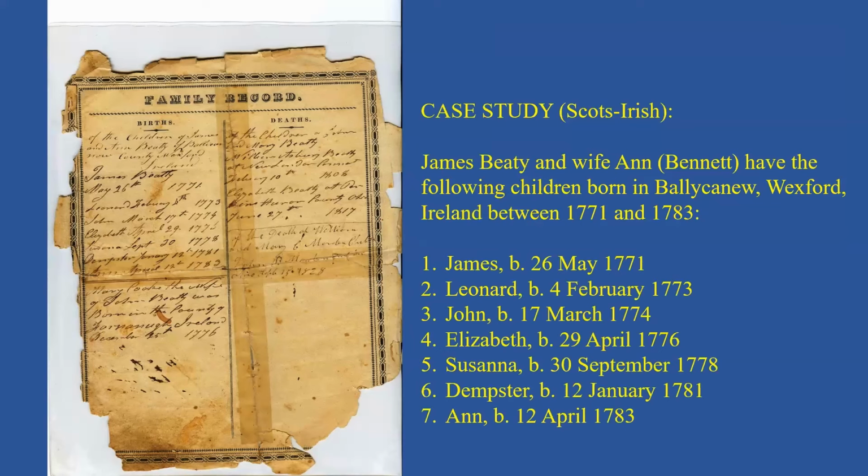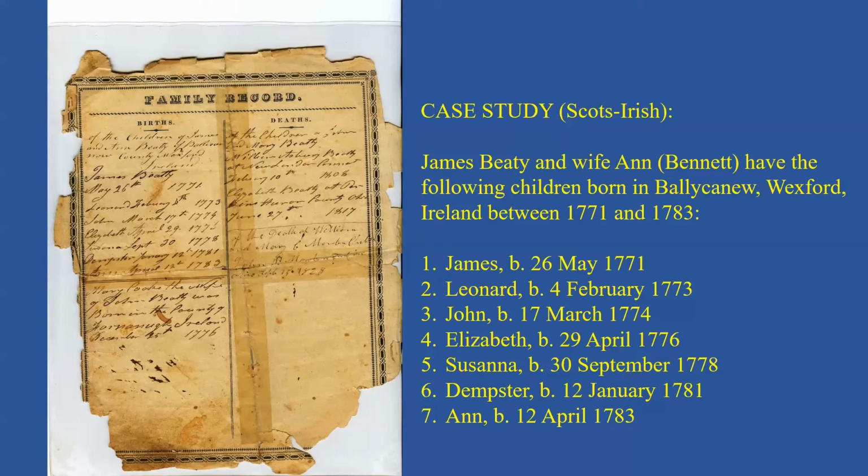This Bible shows the children of James Beatty and his wife Anne Bennett of the town of Ballycanoe in County Wexford, Ireland. All of the children were born between 1771 and 1783, which was a time within the culture when naming patterns were being actively used. That's important, because if this was a Bible from 100 years later in the 1870s, I would not use it at all as a case study for naming patterns, because the naming patterns by that time were not in place. But in the 18th century, yes, they were very strong.